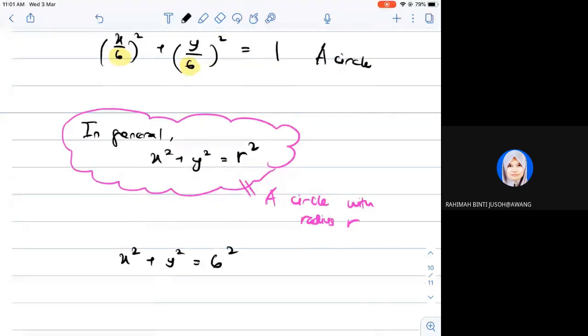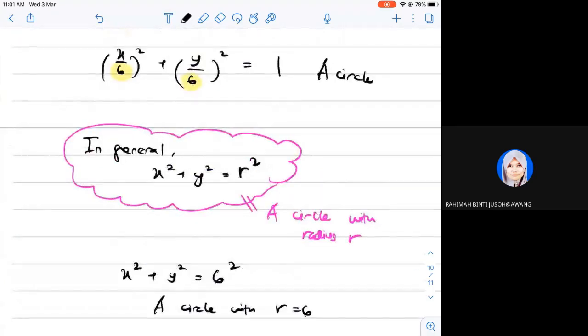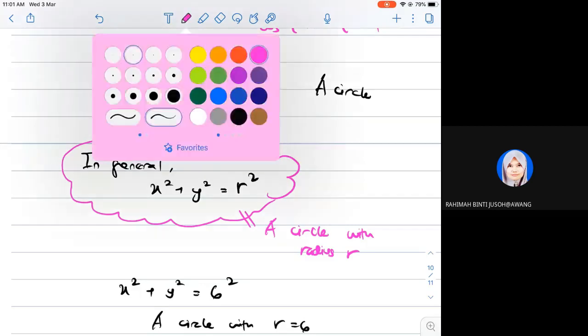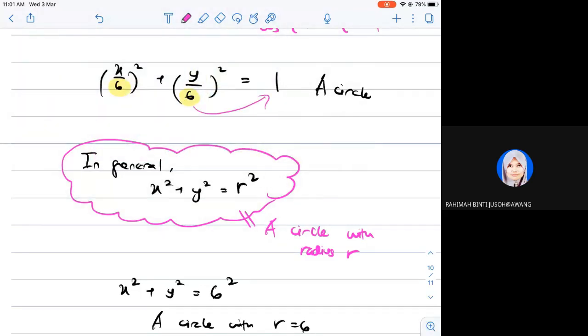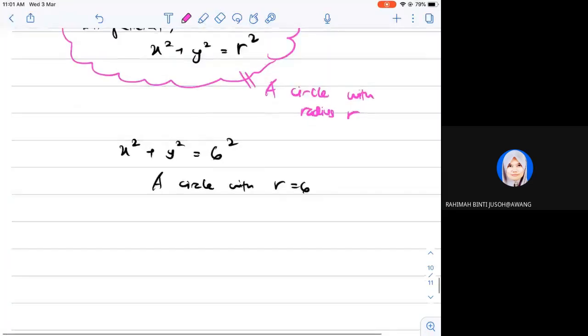X squared plus y squared equals to 6 squared. Kan? Buat naik atas tu. So that's why this is a circle with r equals to 6 lah. Okay, sebab 6 kuasa 2 tu bawa naik ke atas ni. Yang daripada atas ni, kita bawa naik atas. Daripada sini, bawa naik atas. Dia sama kebetulan sama. So dia boleh jadi a circle lah. R equals to 6.